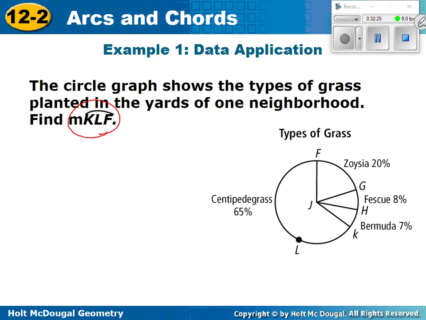So KLF means start at K, go in the direction of L, all the way around to F. Start at K, go in the direction of L, stop at F. Okay, so how much of the circle is that? 65%. So back to the bell work. What did we do to find out the angle measure? 0.65 times 360. What do we get?